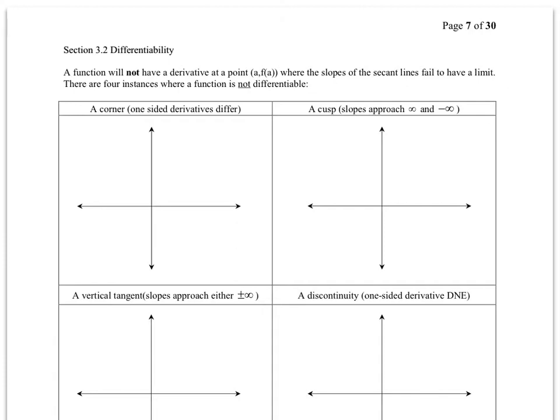Okay, so for example, if you've got a corner, we looked at the absolute value graph before. The left-hand slope and the right-hand slope are different, and there's not a smooth transition between the two of them. So at this location right there, right at the vertex, this is going to fail to have a derivative.